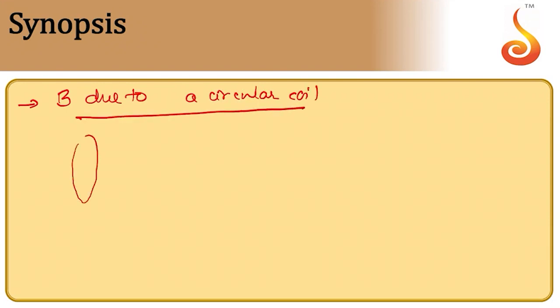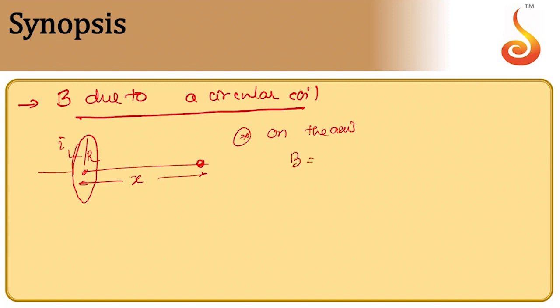Suppose I consider a circular coil of radius r. Let's assume that the point is at a distance x from its center and also assume that the current is I. Then the magnetic field at a point on the axis at a distance x from the center is given by B equals mu naught by 4 pi into 2 pi n I r square divided by (r square plus x square) to the power 3 by 2.